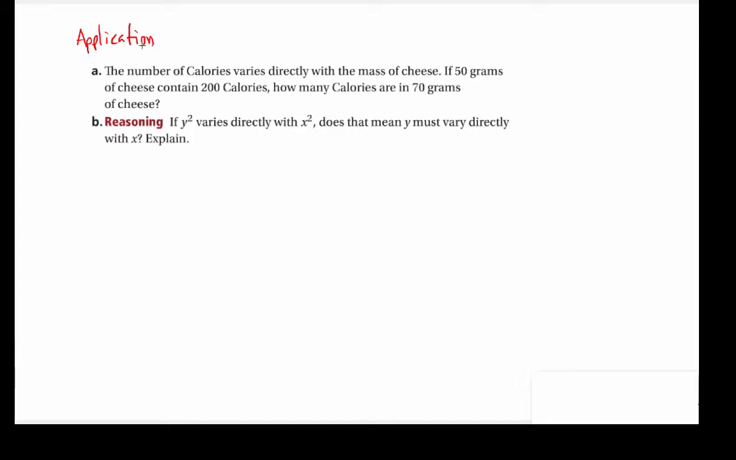So we're told the number of calories varies directly with the mass of cheese. If 50 grams of cheese contains 200 calories, how many calories are in 70 grams of cheese? All right, so the first thing we need to recognize is that we have two variables, right? We have number of calories and we have mass of cheese.